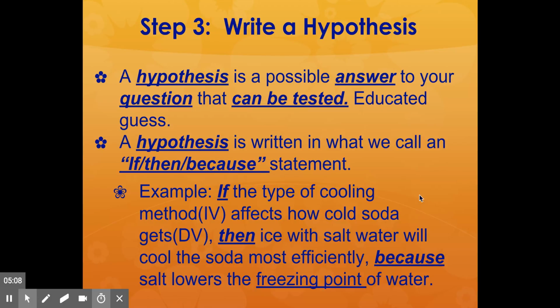So if the type of cooling method affects how cold soda gets, that's the if portion. That's where I'm talking about the relationship between the independent variable and the dependent variable. Then ice with salt water will cool the soda most efficiently. That is my prediction. That is my educated guess about that relationship in the if portion, okay?